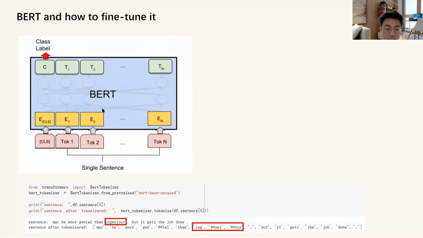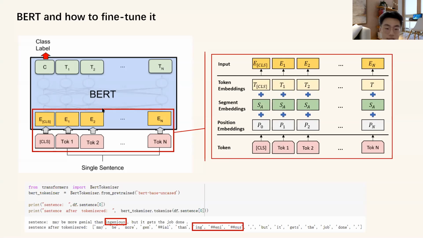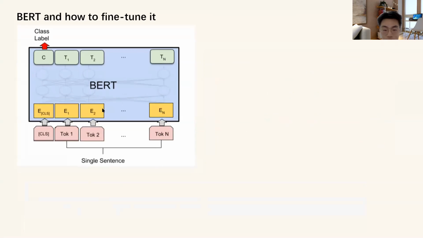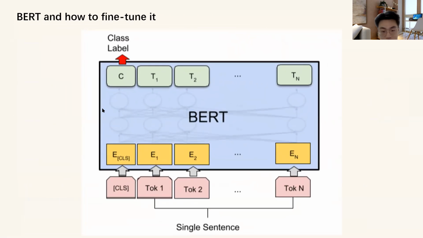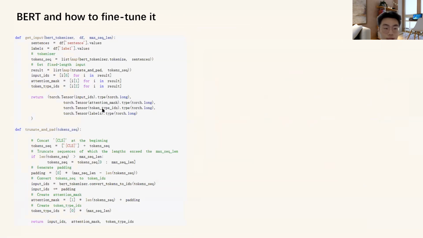After tokenization, each token is converted into an input embedding, which is the sum of token embedding, segment embedding, and position embedding. Then we feed this input embedding through multi-layer transformers and use the output embedding of the CLS token to predict the label of the sentence.